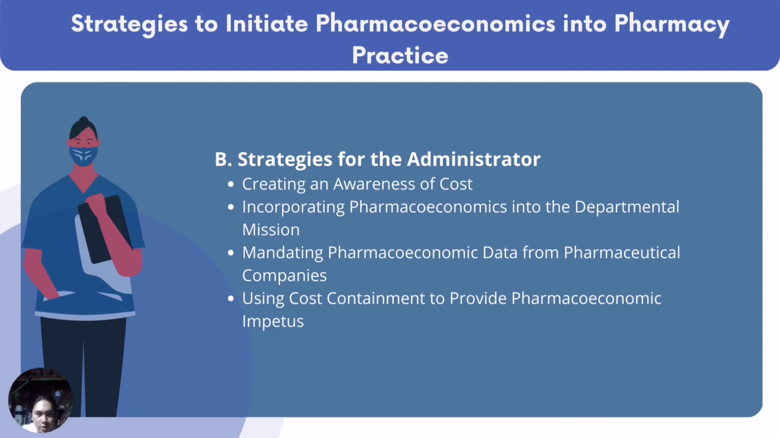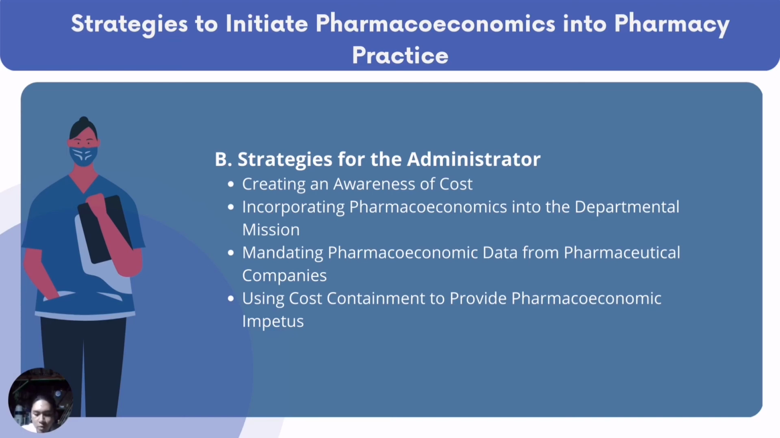As for our second strategies, we have strategies for administrators. First, creating an awareness of costs. Recognizing cost as an important part of today's practice is critical. Cost is no longer an unacceptable topic for discussion in healthcare institutions. Furthermore, concerns with cost need to be part of everyone's job. It is important to realize that including cost in healthcare decisions does not have to have a negative influence on the quality of care.